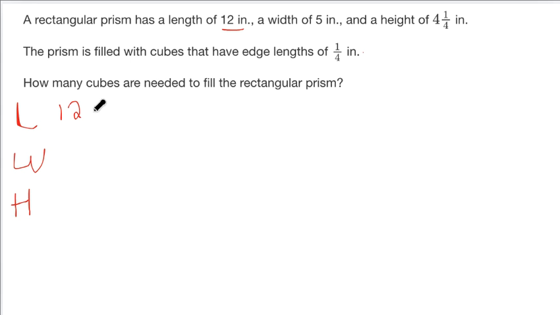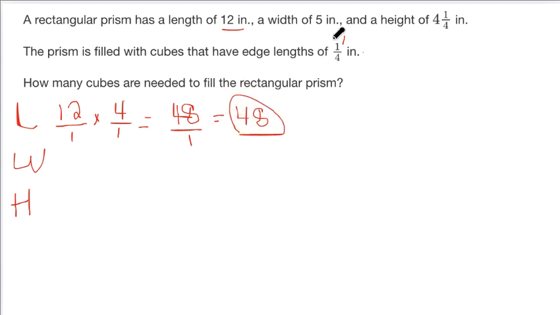Whenever we multiply or divide fractions, we actually keep the first fraction, and I'm going to put this in fraction form. Then we flip this fraction right here. So I'm going to flip 1/4, so it's 4/1. And then I'm going to change the division sign to a multiplication sign. When I do that, I multiply straight across. 12 times 4 gives me 48, divided by 1, and so my length is going to be 48.